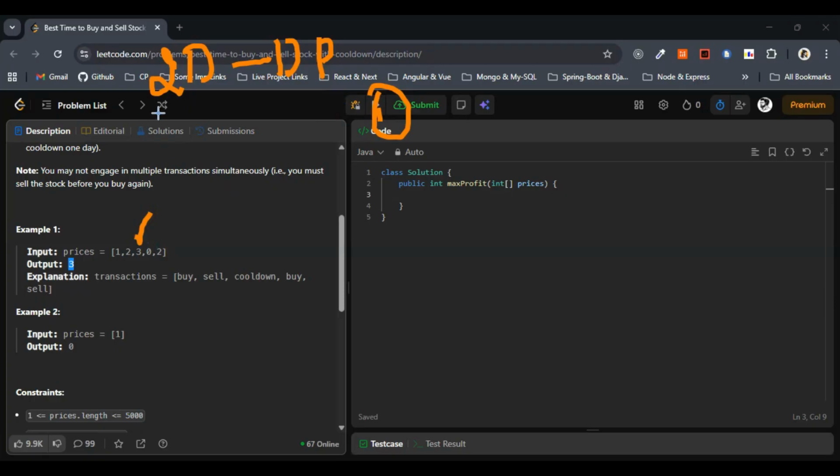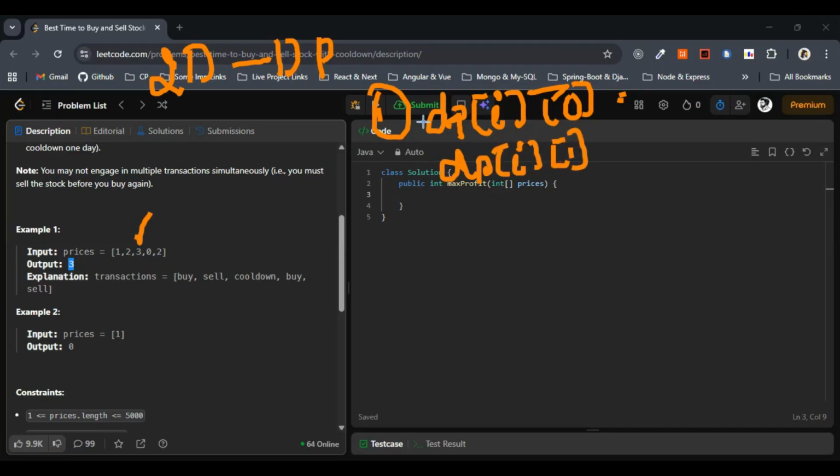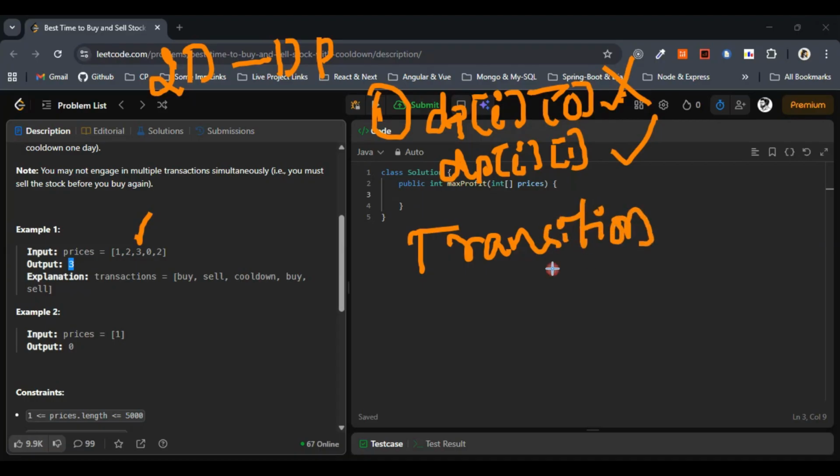So we'll define a 2D DP. When I say we'll define a 2D DP, this will be dp[i][0] and dp[i][1]. dp[i][0] is nothing but the maximum profit on day i not holding a stock. And we'll be considering dp[i][1] as well. So what is dp[i][1] here? It is nothing but the maximum profit on day i holding a stock, right? So not holding a stock, and holding a stock. Now let's see the transition part here accordingly with the example.